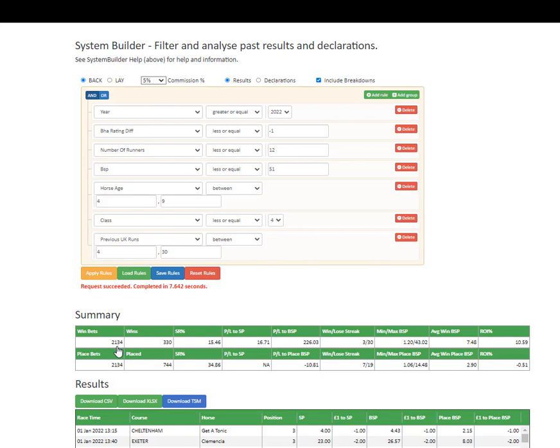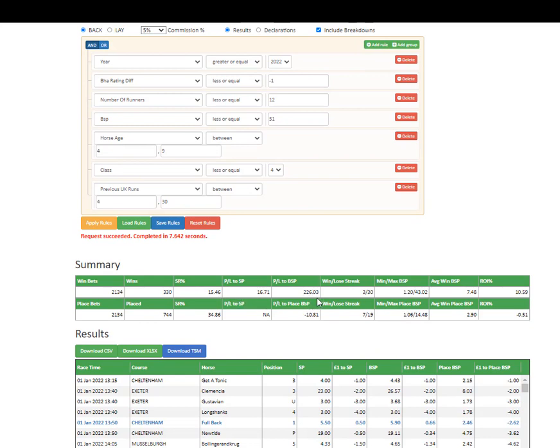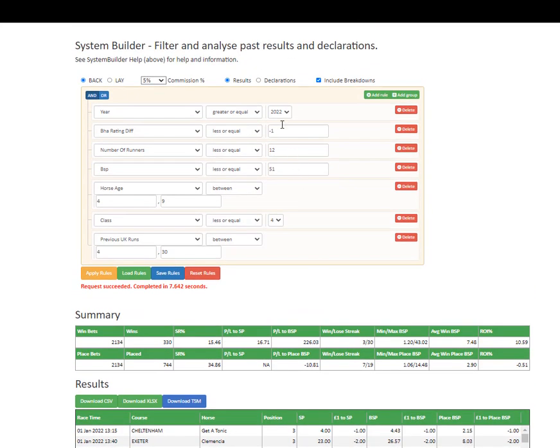We've had 2,000 bets just in 2022. Okay, so at this point I'm going to say this isn't a bad looking system. So I'm now going to go back to 2018, greater or equal, and apply the rules.